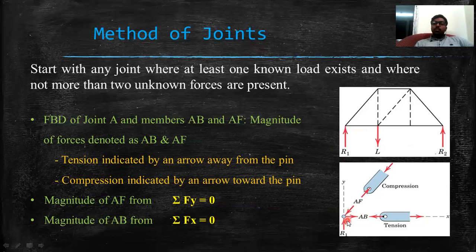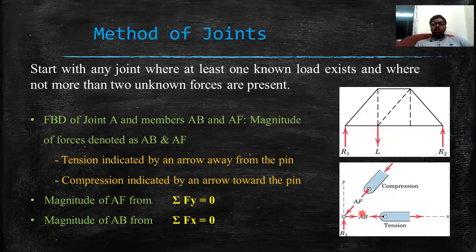Now we will apply the equilibrium equations, that is sum of Fx equals 0 and sum of Fy equals 0. If we apply them, we can easily find the unknown member forces, because R1 we have already computed from the reaction forces. So we have only two unknowns, member force AF and member force AB, and two available equilibrium equations: sum of Fx equals 0 and sum of Fy equals 0. Using those two equations, we can easily find the two unknown member forces AF and AB.